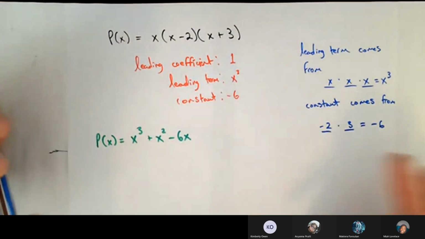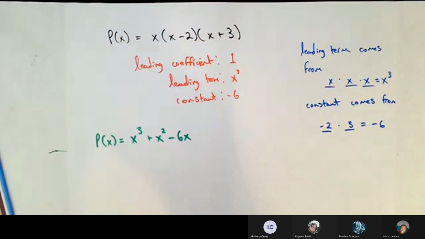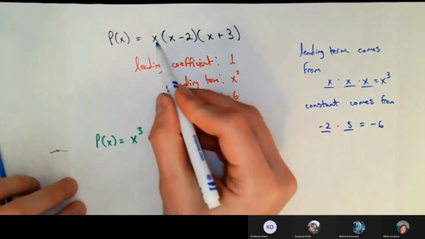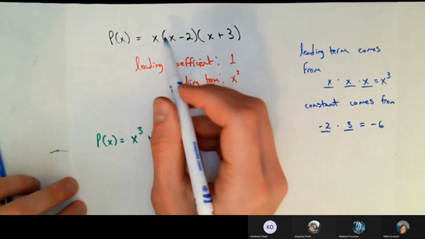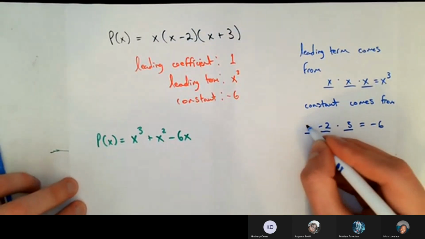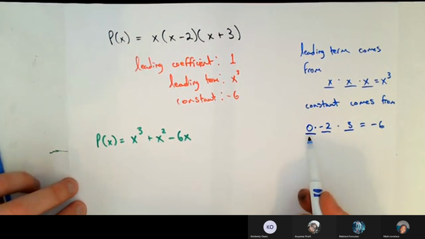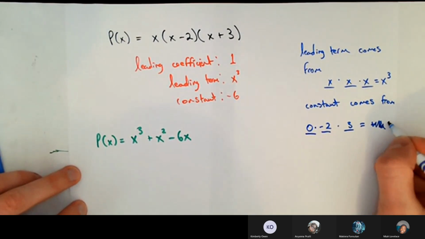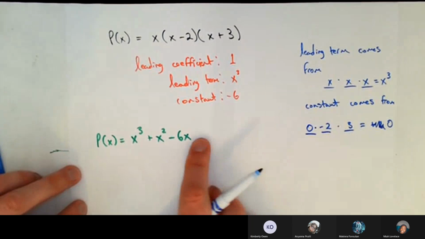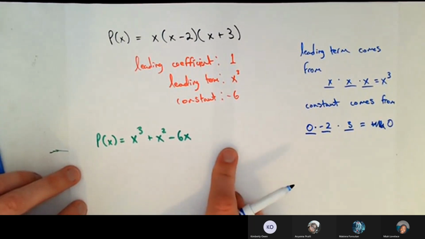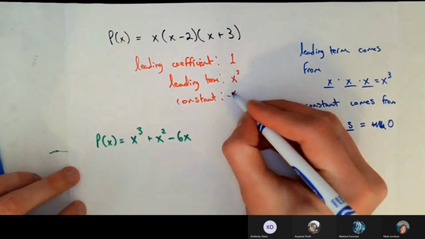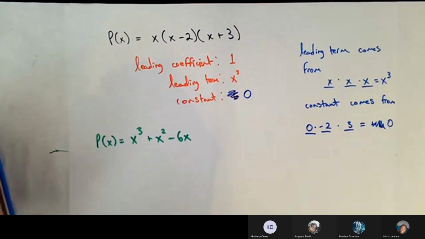Oh, I just realized I made a mistake over here. Sorry. The constant comes from the product of all three of the constants, but if there's not a constant here, I don't know what I was thinking, then you write a 0 as a placeholder, and then that constant will end up being 0, which we see here. There's no constant term. Sorry about that. My mind was elsewhere or something.